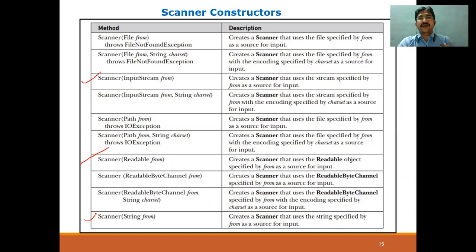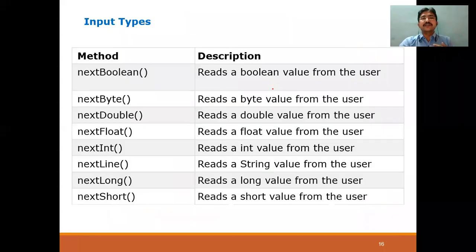Just now we have seen, right? We are reading from the standard input, we are reading from a file, we are reading from a string. The scanner file, scanner string. If you want to mention the input stream, what is input stream? Standard input. So these are the constructors you can remember, and this is the explanation. Already we have discussed. Just coming to the methods.